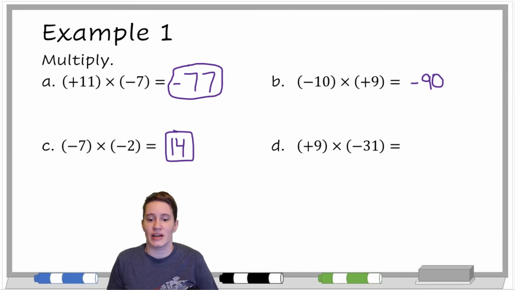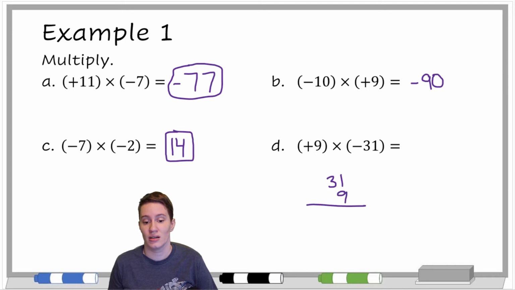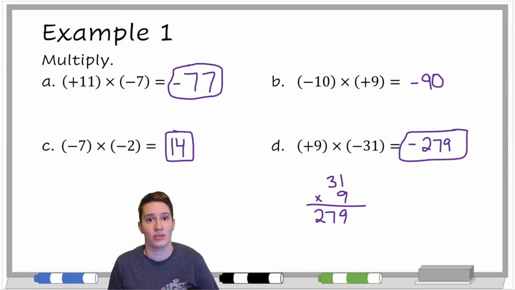D, positive 9 times negative 31. Now this time, there's some trickiness just to multiply this out. I'm going to go down here and work this out. We call this vertically, right? You're going to figure out what 31 times 9 is this way, and then write my answer up here. And one of the things is that whenever you do this, it's even easier to forget to check if it's a negative or positive answer. So we do not want to forget to check that. This is 279. We have a positive times a negative, so that makes it negative 279.